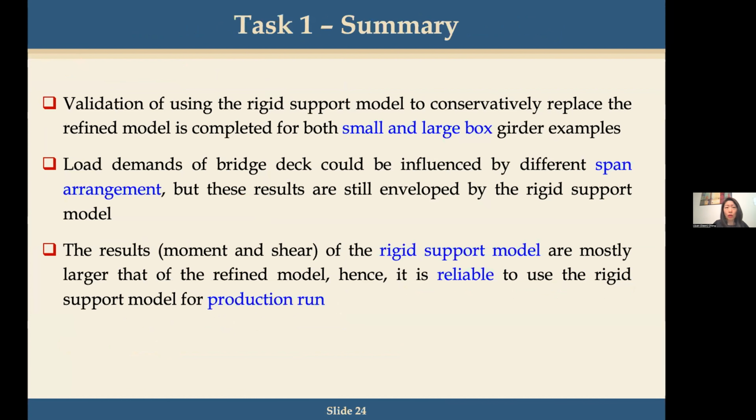So this task one was a major work that we did, the verification of the rigid support model to conservatively replace the refined model with both the small and the larger box girder examples. And then the load demand could be influenced by the span arrangement, but we actually had several scenarios run across the cases. The results of the rigid support model actually were mostly larger than the refined model, but on the conservative side, it's still acceptable. So we're actually going to use that rigid support model for our production run in the next step.